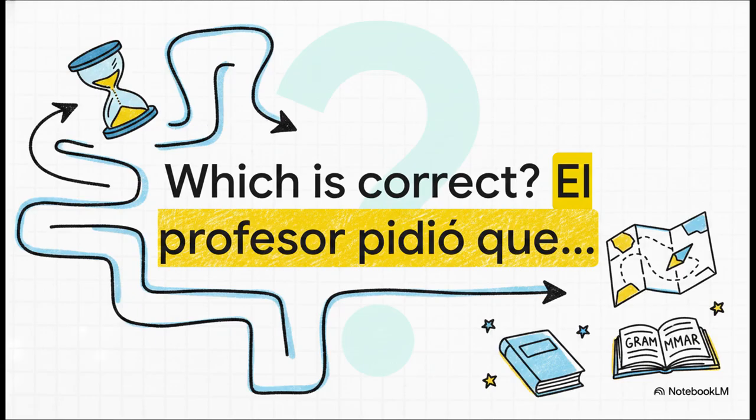This right here is the subjunctive time trap. The main verb is in the past, and it feels like all the rules you learned just went out the window. Well, today we're going to hand you the map to escape it for good.